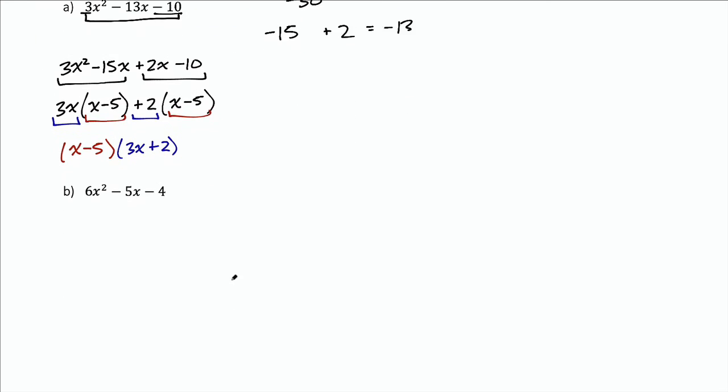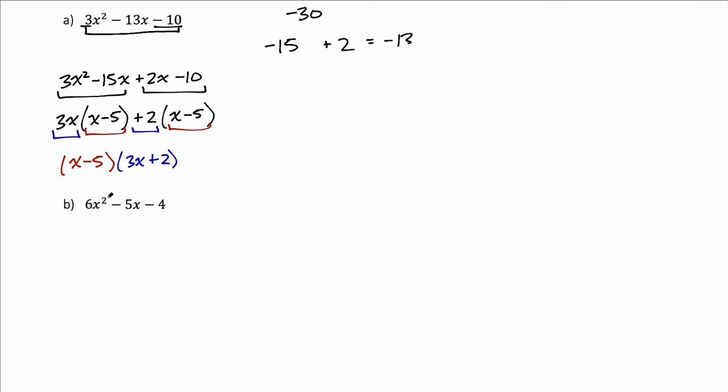Let's go ahead and do another one. This is part B. So we're going to start off by taking the leading coefficient and multiplying by the constant term. So 6 times negative 4 is a negative 24. And we're looking for a pair of numbers that multiplies to be a negative 24 and adds to be a negative 5. And that is negative 8 and positive 3.